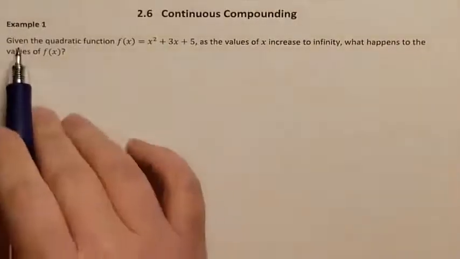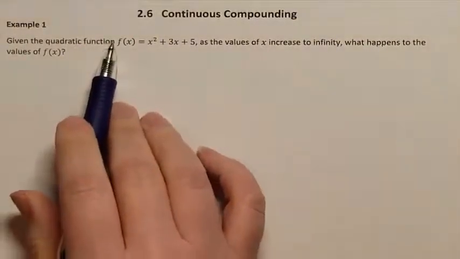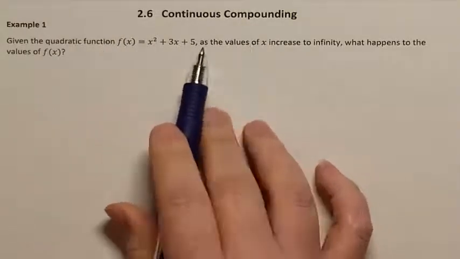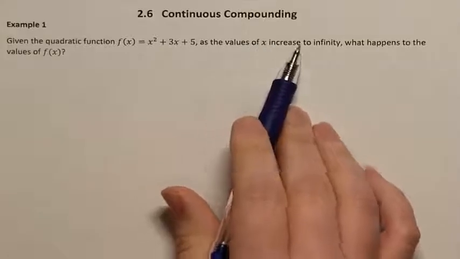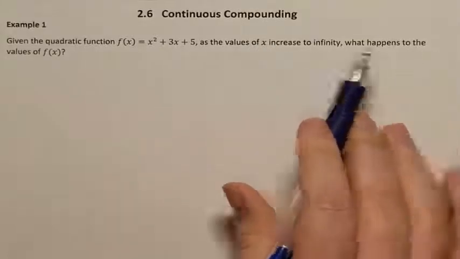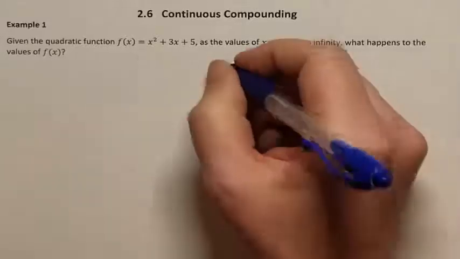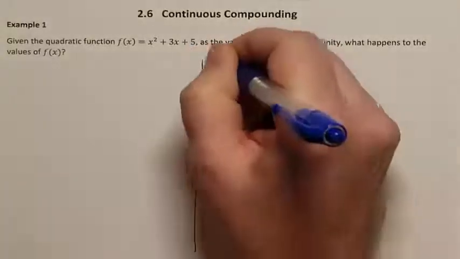Example number 1. Given a quadratic function f of x equals x squared plus 3x plus 5. As the values of x increase to infinity, what happens to the values of f of x? So we're going to investigate this using a table. So we need to make an xy table.